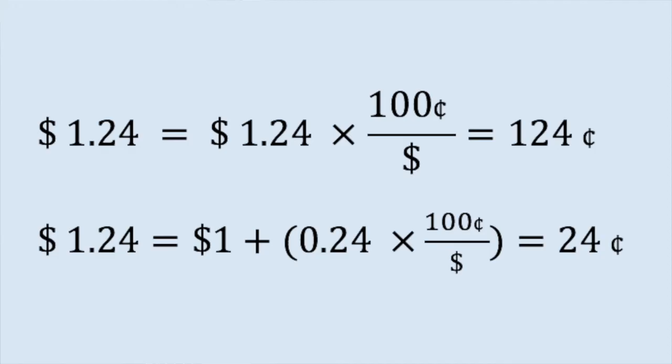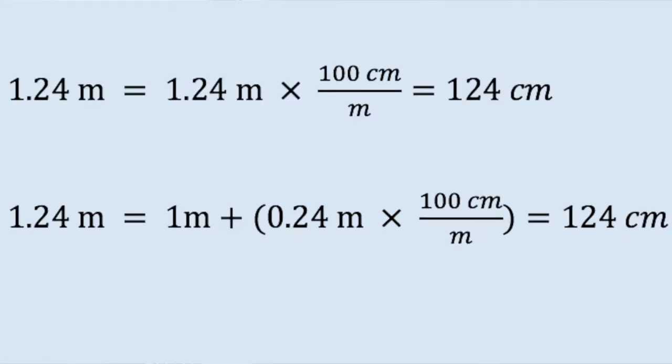So if we have $1.24, we actually have 124 cents, or $1.24. If we have a length of 1.24 meter, we actually have a length of 124 centimeters, or 1 meter plus 24 centimeters. So it's actually exactly the same pattern, because a cent is 1/100th of a dollar, so a centimeter is 1/100th of a meter.